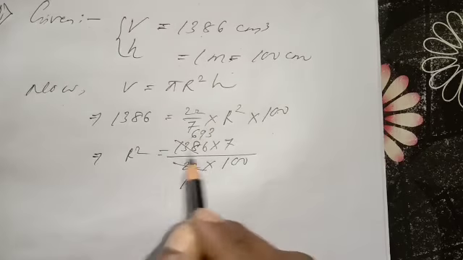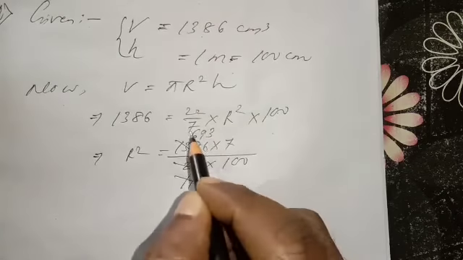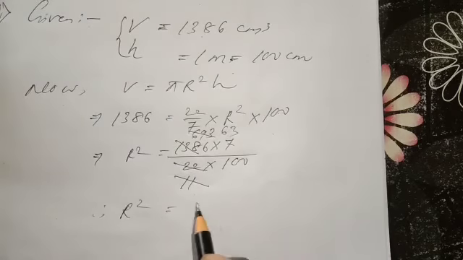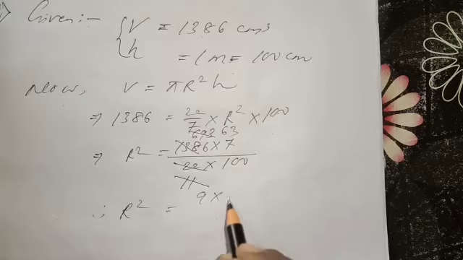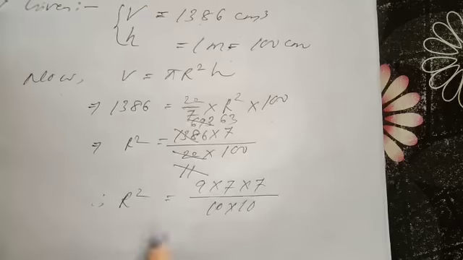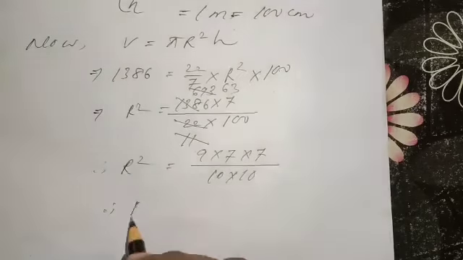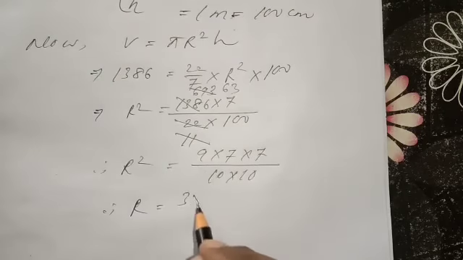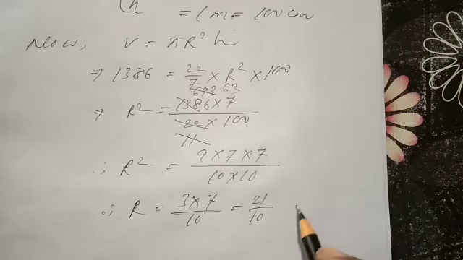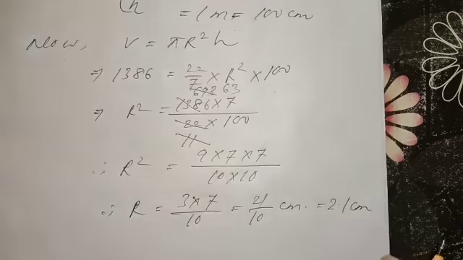See, r square coming. If you cancel by 2, it will be 693 into 7 by 11. Again, it will go by 11. 11 6s, 11 3s. Therefore, r square is coming 63. 63 means 9 into 7, divided by 100. 100 means 10 into 10. It will be easier to calculate the radius. Therefore, r equal to root over of 9, that is 3. 7 times 1 is 7. 21 by 10 centimeter means 2.1 centimeter. This is the radius you are getting.